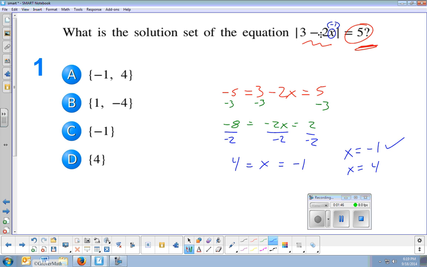And let's try a 4. Negative 2 times 4, if this was a 4, that would be negative 8. It'd be 3 minus 8, which is negative 5, but it's the absolute value of negative 5, which is positive 5, so that works as well. So negative 1 and 4 are your answers.